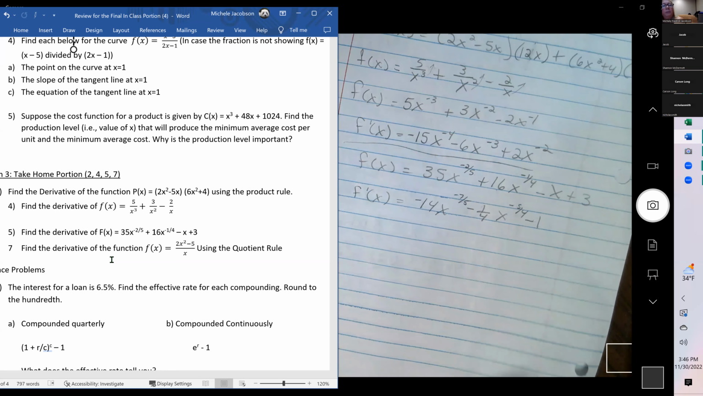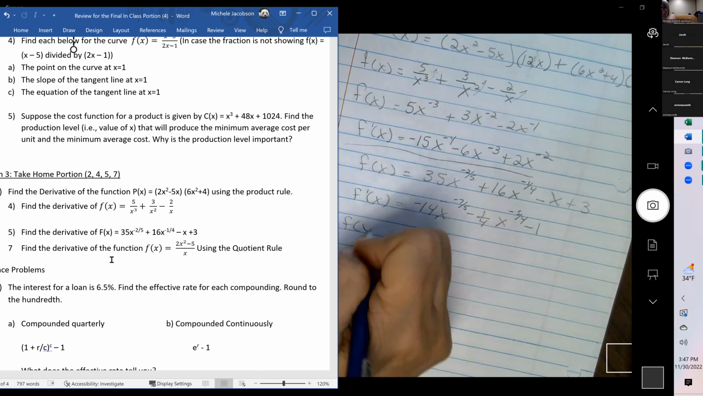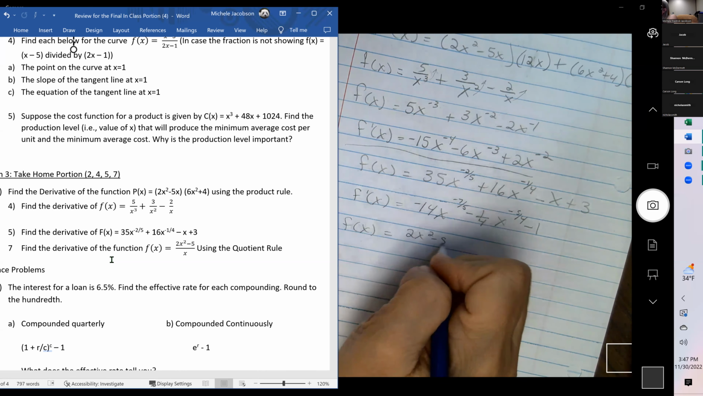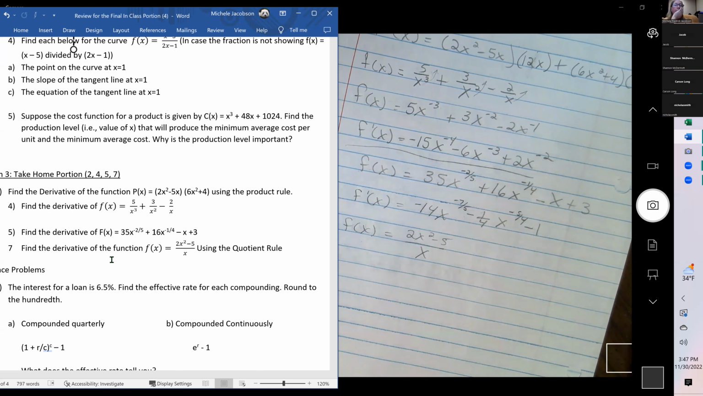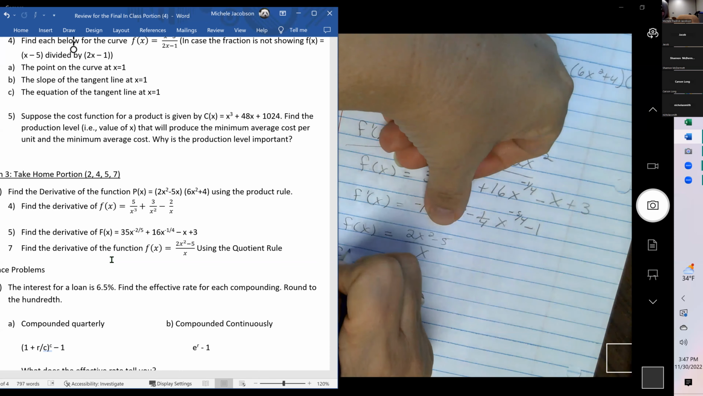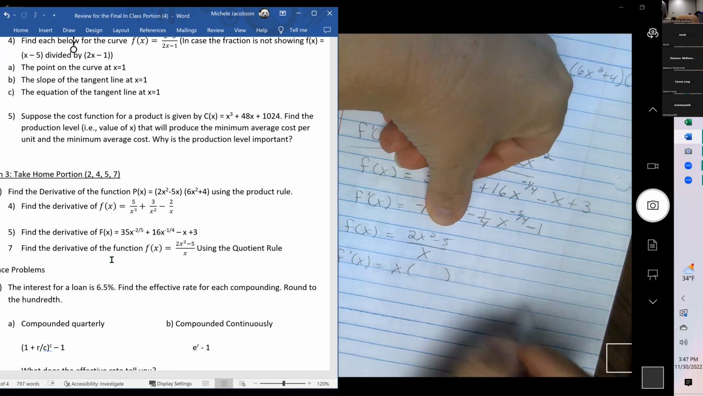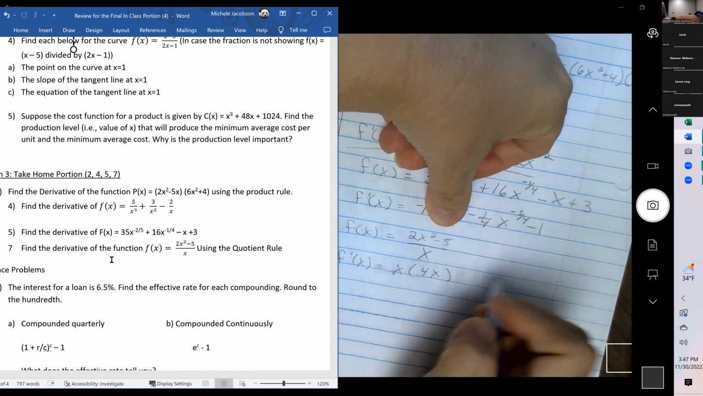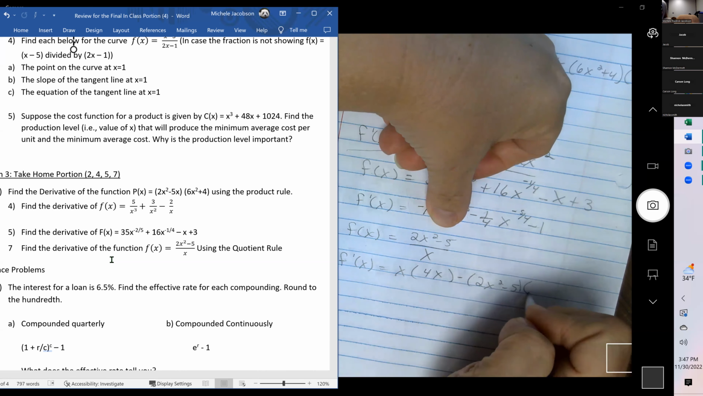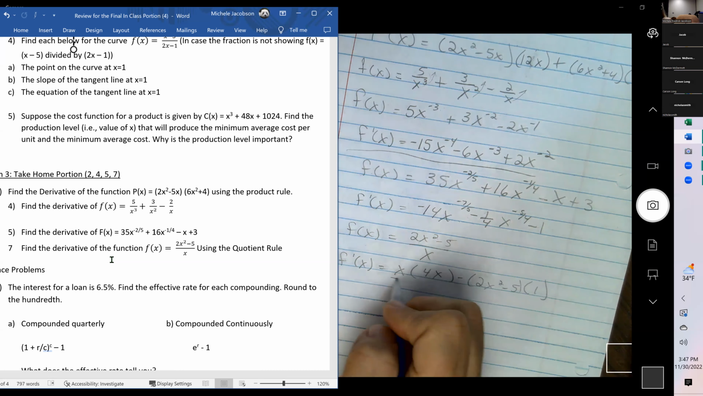Last one's a quotient rule. 2x squared minus 5 over x. Bottom times the derivative of the top, just 4x, minus the top times the derivative of the bottom. And the derivative of x is just 1, all over the bottom squared.